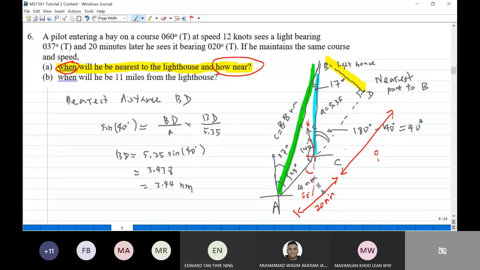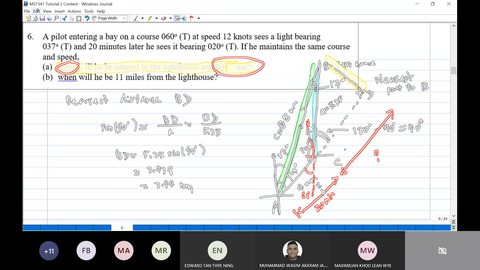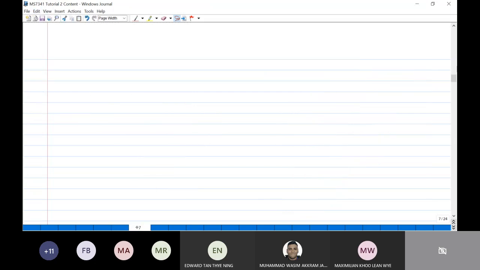That's why I cannot talk about too many examples here, how many solutions there are. So I'm going to answer the question now, okay? So I'm going to select the page again. Copy page again. And then go to another page.